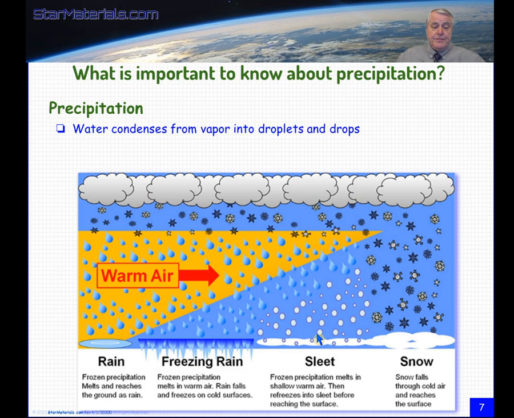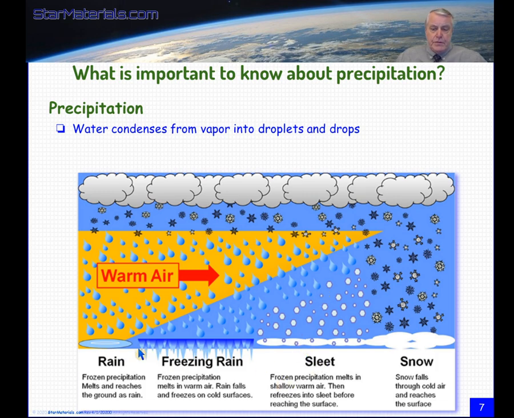And this is how sleet is formed. Frozen precipitation melts in shallow warm air, that's up here, then refreezes into sleet before reaching the surface. So it falls through the warm air, melts, and becomes liquid, but then refreezes. Now, sometimes this happens over and over because of the wind. And that brings hail, where you get layers of frozen water coming down.